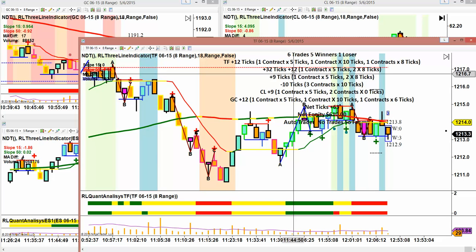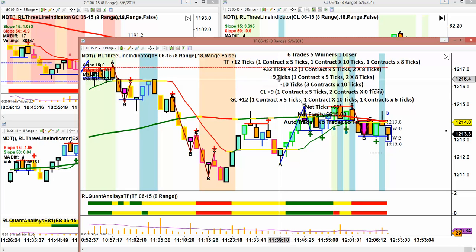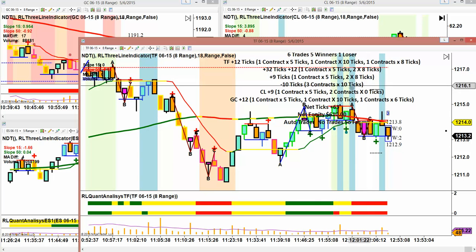32 ticks. I closed way too early. 1 at 5, 2 at 8. We got 9 ticks on the Russell. 1 at 5, 2 at 8. Then it was a 10 tick loser. That was 30 ticks. 3 contracts at 10.